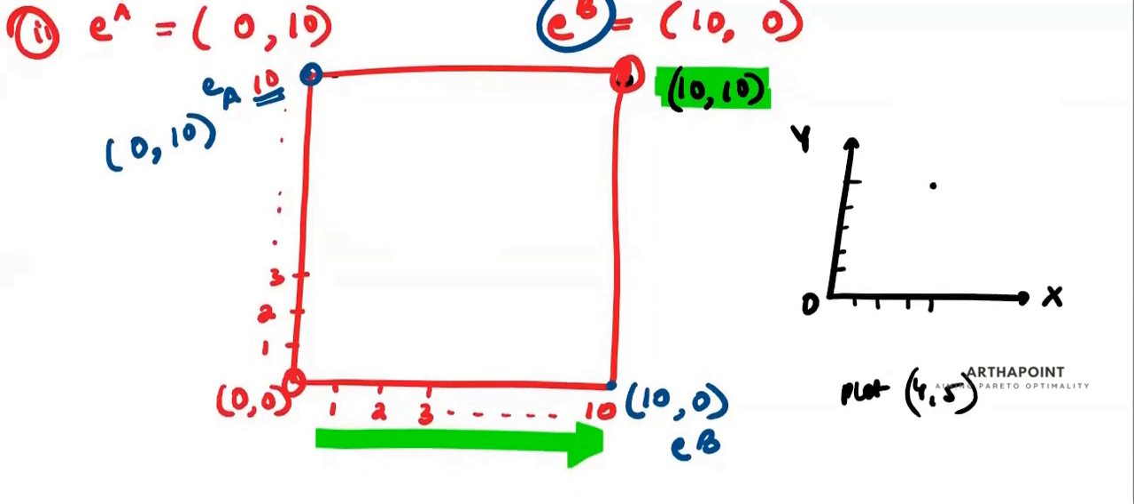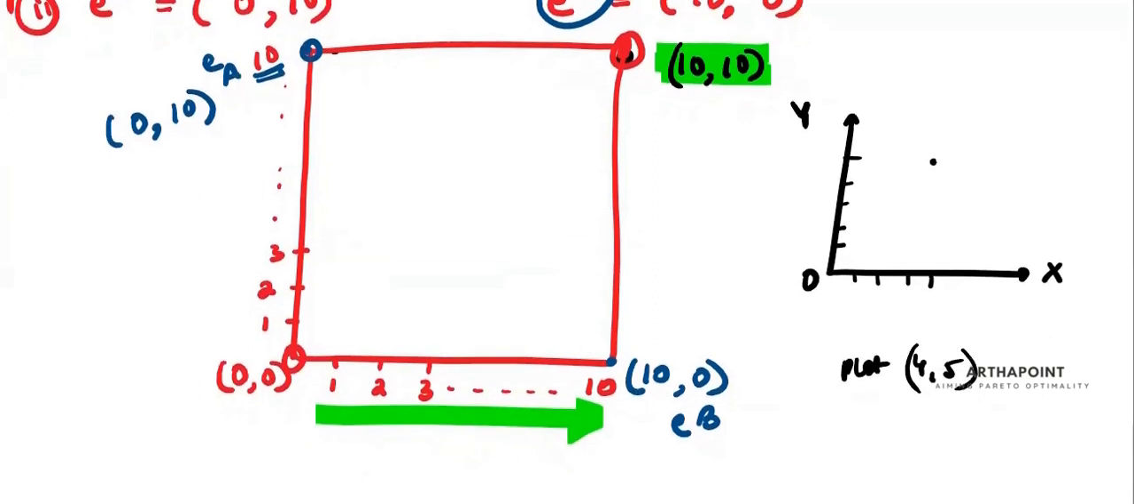Now, I also go ahead and introduce the origins of the two individuals. Individual A's origin for the purpose of all indifference curves would be this. Individual B's origin for all indifference curves would be this. Now you might think, if the endowment is here and here, why are the origins here?